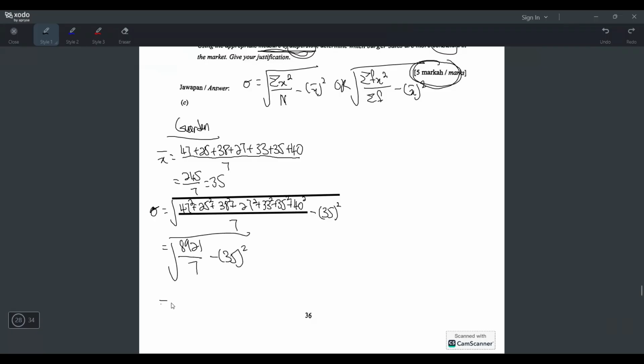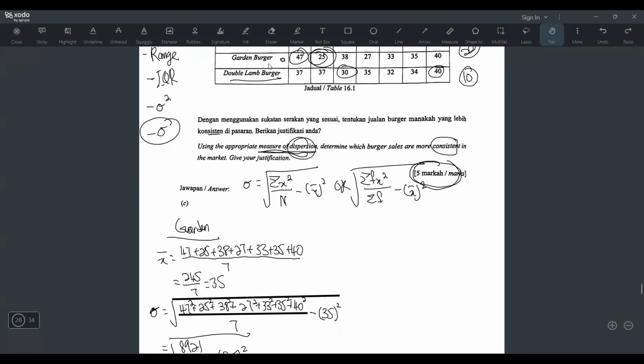Now I will straight away give them the final answer. Answer divide 7 minus 35 square equals, and then square root the answer. I'm pressing my calculator just now, and now I get my answer. This is 7.0305. So if I write in 4 significant figures, it will be 7.031. Okay, now done for garden.